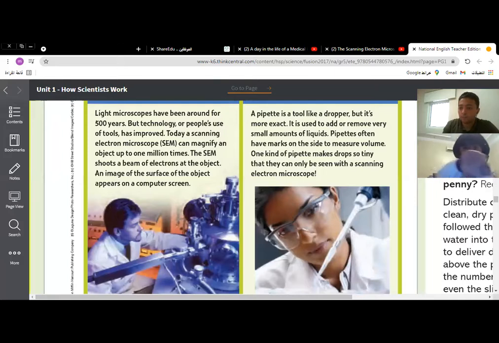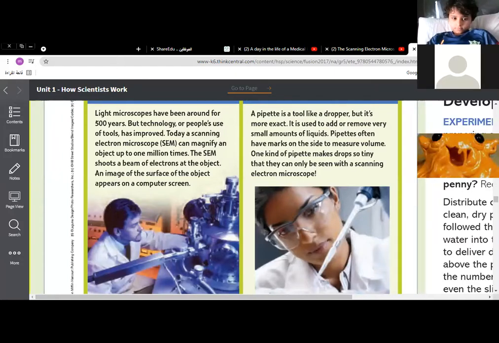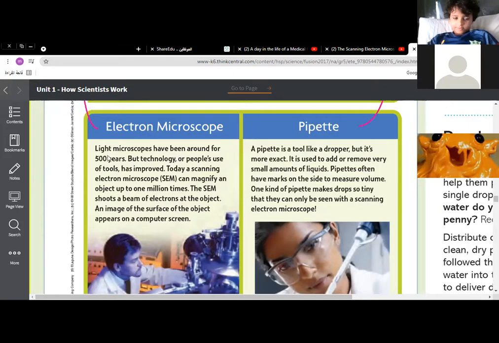Sattam. Sattam. What, teacher? What is an electron microscope? Electron microscope. You want me to read? Yeah, read it.